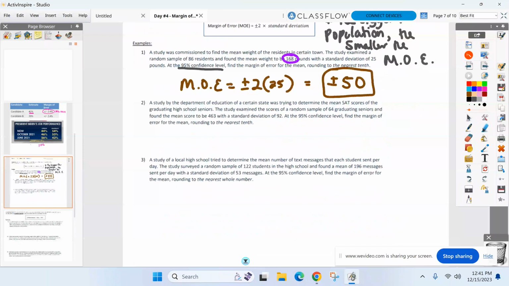Next one's SAT scores. You guys can read through that. What's the margin of error here for the SAT scores? So plus or minus 2 times the standard deviation. Where's that there? 92. And I do need the plus or minus because it could go in both directions. So that's going to be what?